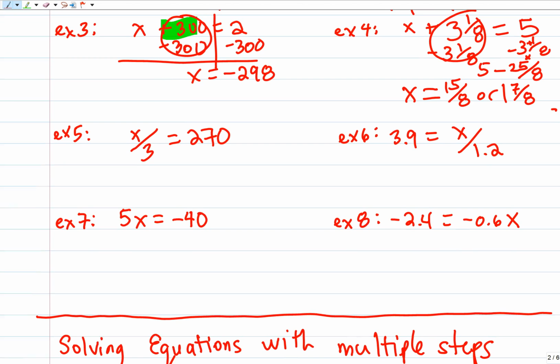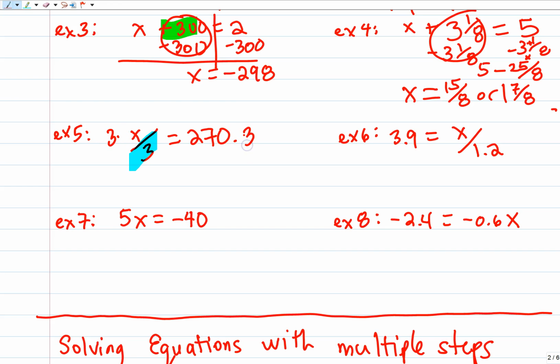Example 5. I have x being what? Divided by? So, right, which of those two is happening to the x? The dividing by 3. Don't focus on the other number. Focus on what's with the x. That's what we're trying to undo. So to undo the division, we multiply both sides by.